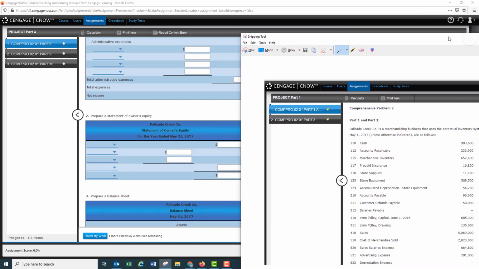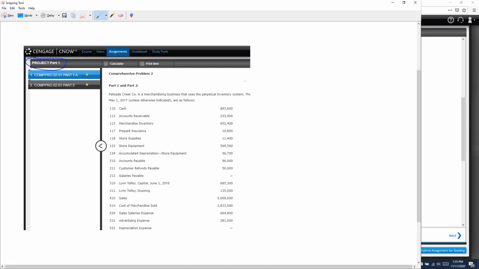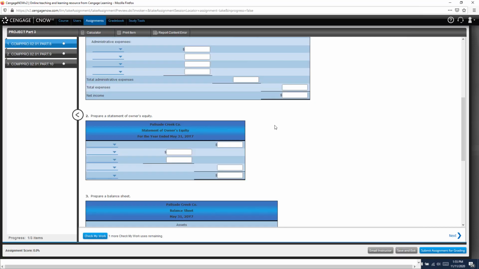Go to project part 1. Here it is, project part 1, okay? And what's given in the problem in project part 1 as information that's given, you see, here's the capital account that's given, 685,300, and that's June 1st, 2016.